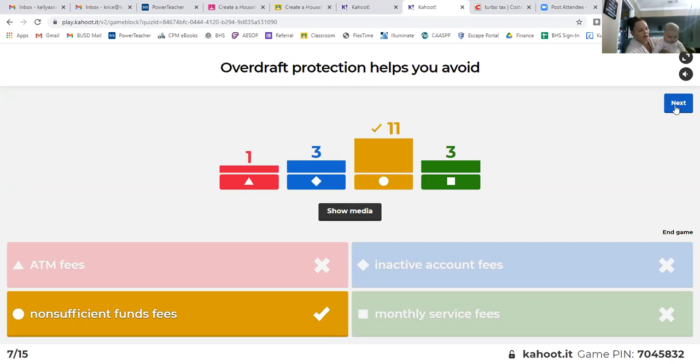ATM fees are if you use like a different bank's ATM. Inactive account fees, you don't use it enough. Monthly service fees just to have an account.